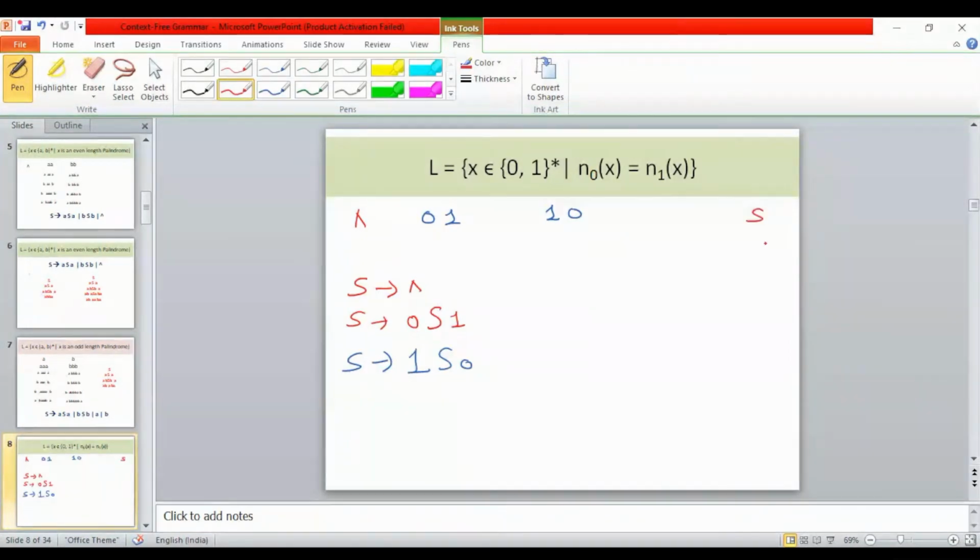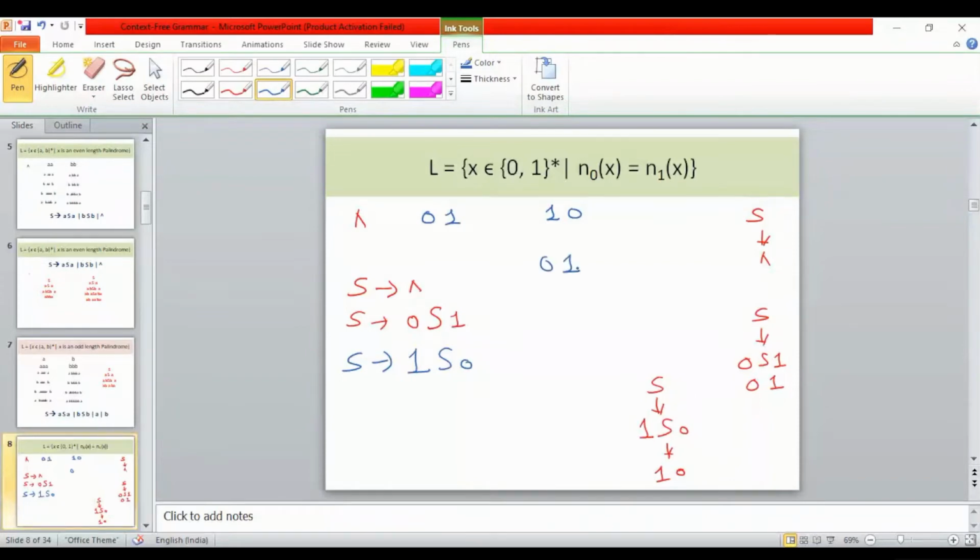From S we'll put null, so we'll get the first string. From S we'll write 0S1, a recursive rule, and then we'll put null, so we'll get 01. From S we'll write 1S0, and then for S we'll put null, so we'll get 10. So you can see that we are getting all these patterns. Let us check for some more patterns. Can we generate them? Let me add one more pattern.